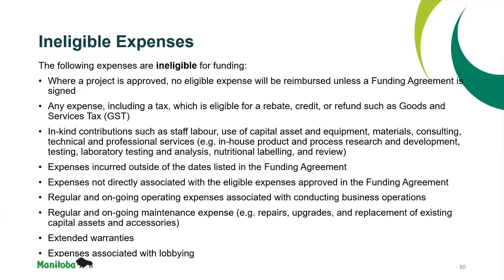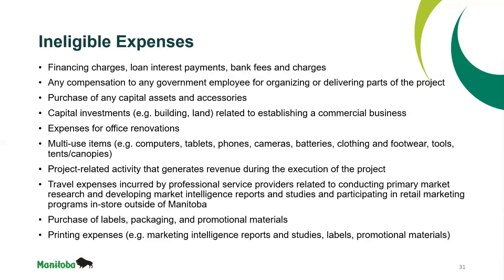Expenses incurred outside of the dates listed in the funding agreement. Expenses not directly associated with the eligible expenses approved in the funding agreement. Regular and ongoing operating expenses associated with conducting business operations. Regular and ongoing maintenance expense, such as repairs, upgrades, and replacement of existing capital assets and accessories. Extended warranties, expenses associated with lobbying, financing charges, loan interest payments, bank fees and charges, any compensation to any government employee for organizing or delivering parts of the project, purchase of any capital assets and accessories.